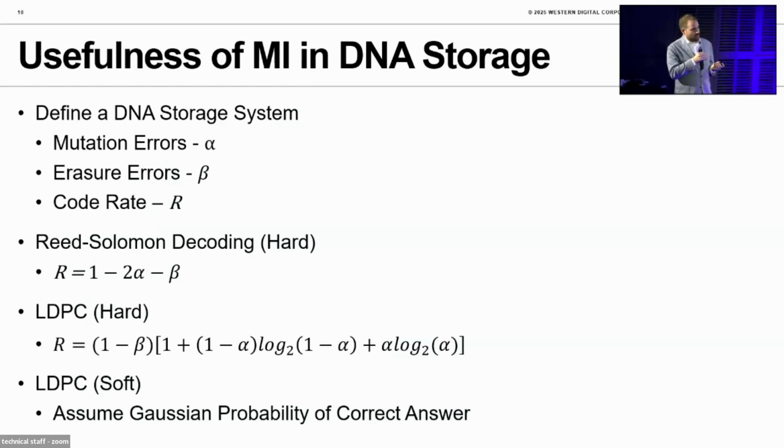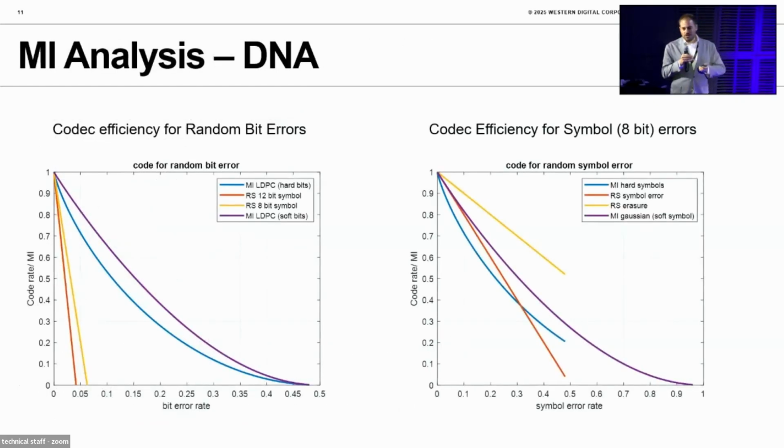We can apply it to something like LDPC, and I didn't put all of the equations here for the soft information. If somebody really wants those afterwards, I can provide those as needed. So if we run that through, what we'll see is, if I only look at bit errors here on the left, we can now generate our effective code rate or mutual information for some assumed bit error rate through that particular channel.